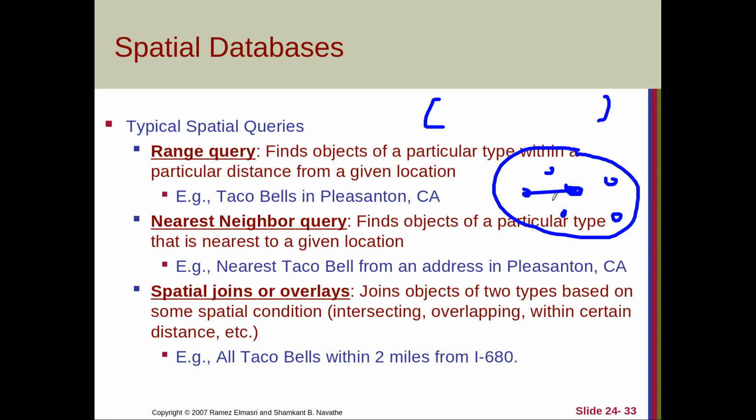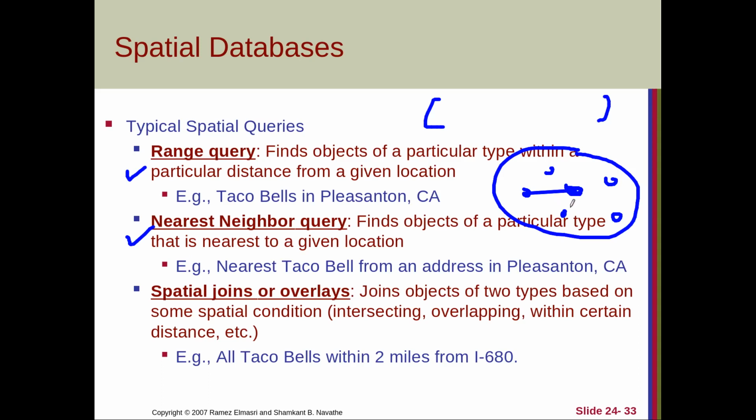If you are trying to get admission in a college, just search Google for nearest colleges. It will take the colleges closest to your location. For that purpose we use the nearest neighbor query. So, the nearest Taco Bell from an address in Pleasanton, or the nearest hospitals or nearest hotel from the current location where we are standing, or some particular location.